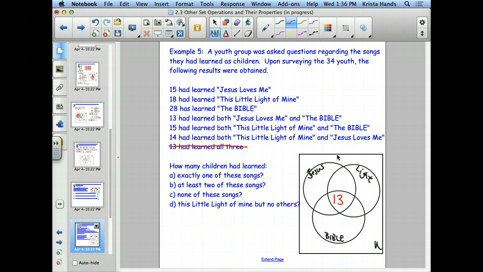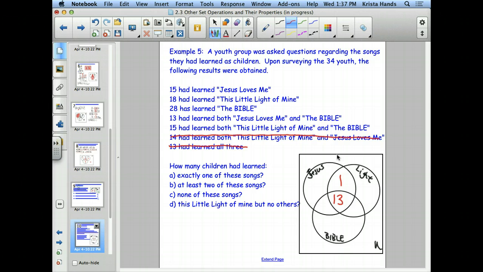In the very center, there's 13. Mark them off as I go. Okay, I think I can actually just go up from there, right? It says 14 had learned This Little Light of Mine and Jesus Loves Me. So in my picture, that piece of information is actually above my 13, right? So the number above the 13 plus the 13 have to add up to 14. So how many more do I need above the 13? 1.